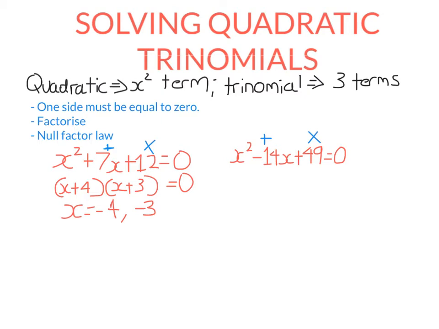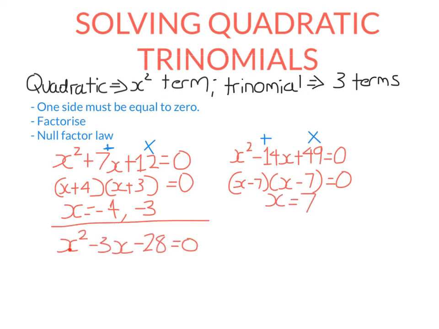All you have is 1 and 49, which clearly won't work, but 7 and 7. That will work if they're both negative. So this will be x minus 7 times x minus 7 equals 0. Minus 7 times minus 7 is positive 49. Minus 7 plus minus 7 is negative 14. So this will only have one solution. If x minus 7 equals 0, x equals 7, and we're done.